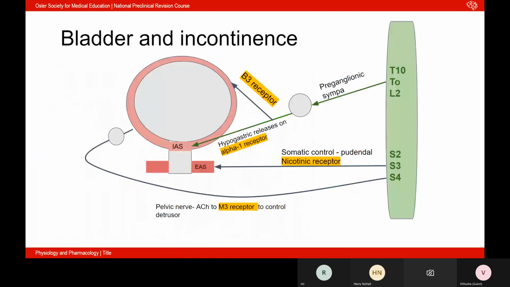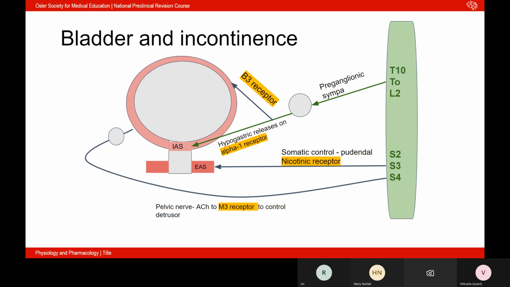How you can remember the innervation of the bladder is by a little rhyme. So T10 to L2 helps you go to the loo, and that's parasympathetic. Oh, sorry, that's sympathetic. And so what we're looking at is we have the detrusor muscle with the B3 receptors, which are stimulated by the sympathetic system, and the M3 receptors, which are stimulated by the parasympathetic system.